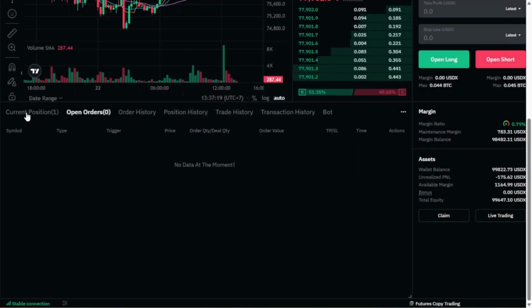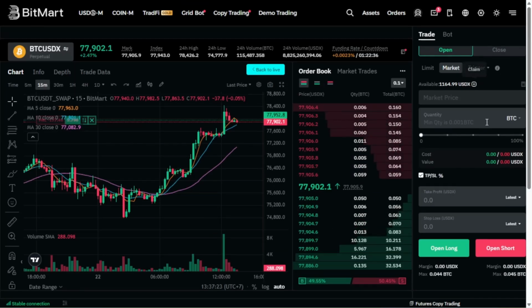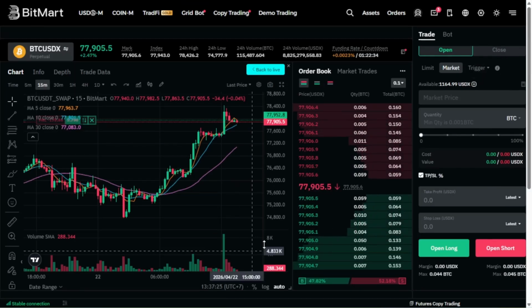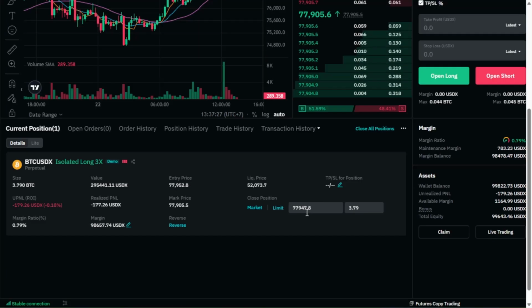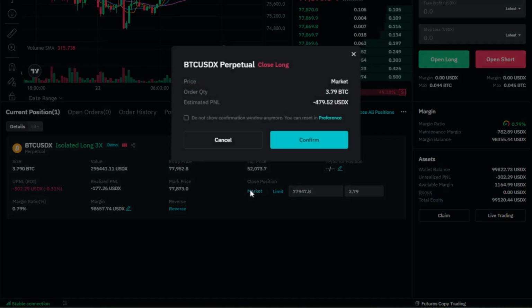And if we want to close our position, we can either do so on the top right, making a close order, or easier, we can do so in the positions tab. We can see we can do a market or a limit order, and we can choose how much of our BTC we want to sell. We are going to use a market order to close our entire position.